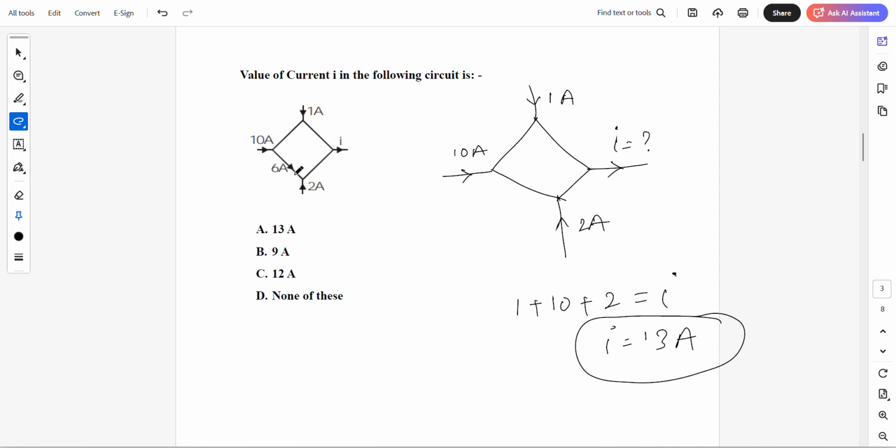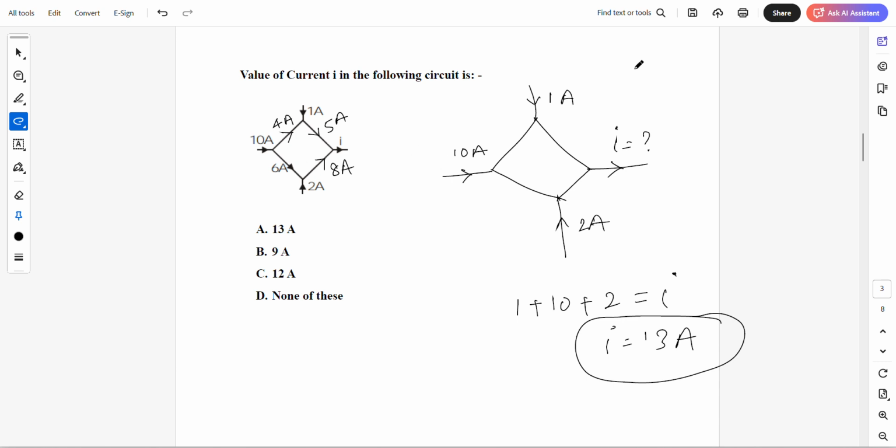Otherwise what you can do, look here, 10 amperes is coming here. 6 amperes goes here, then 4 amperes goes here, right? 4 amperes is again coming here, 1 ampere is coming here. How many amperes here? Totally 5 amperes. 6 amperes of current is coming here, 2 amperes of current is coming here, 8 amperes. 8 plus 5, again 13.